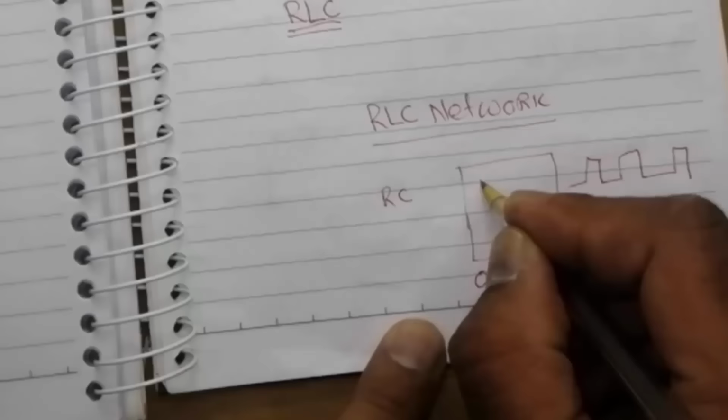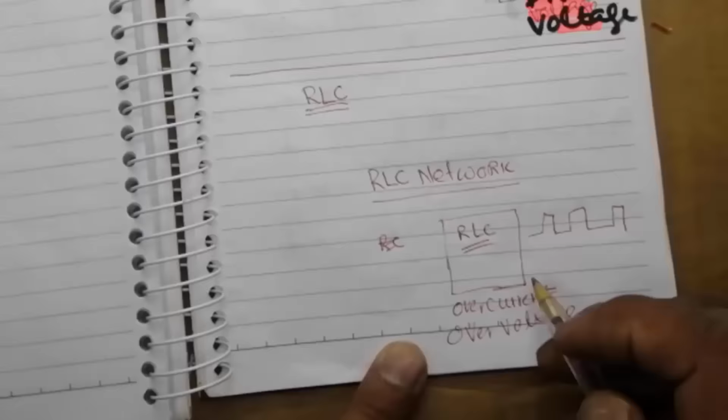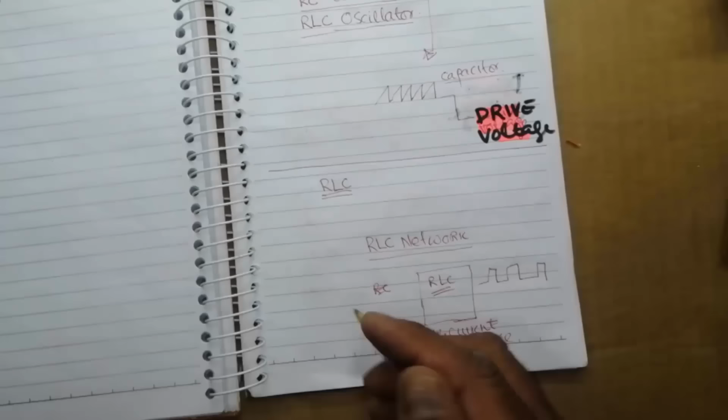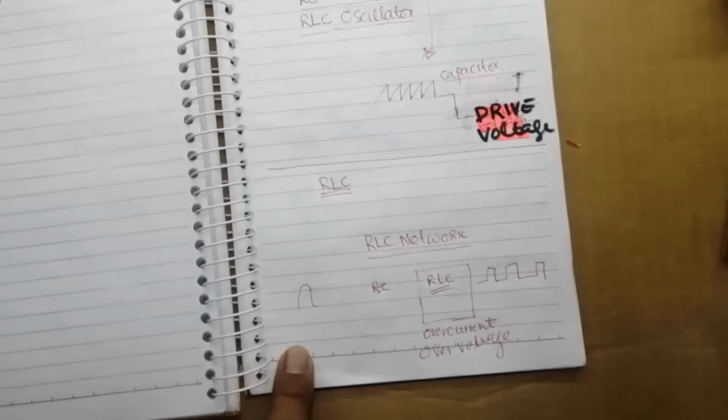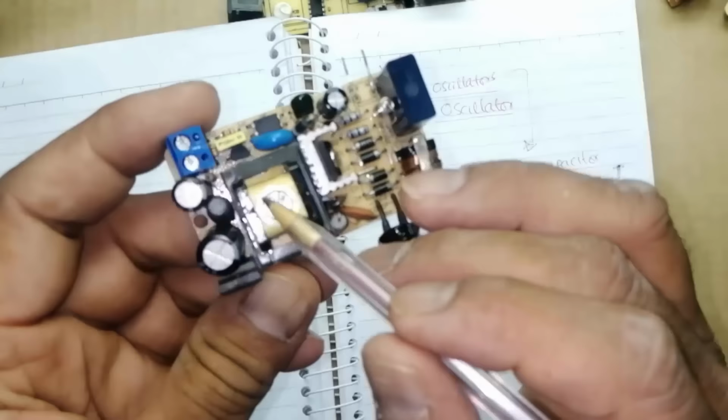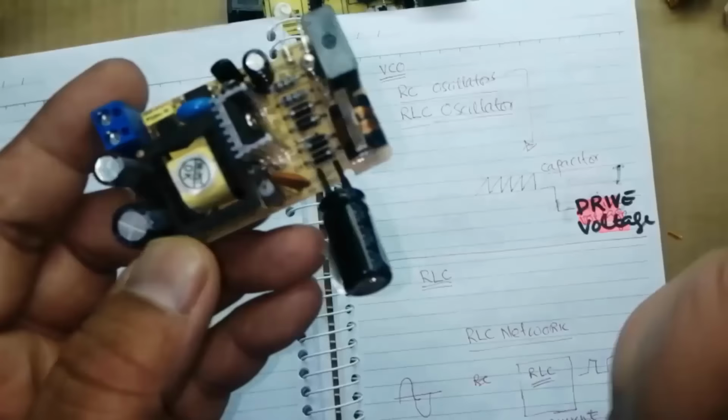In this RLC network, when this transformer is working normally, the feedback signal, suppose, is of this amplitude. But if there is an output short circuit, what will happen? It will cause excessive current flow in the secondary. One minute, I will discuss here.